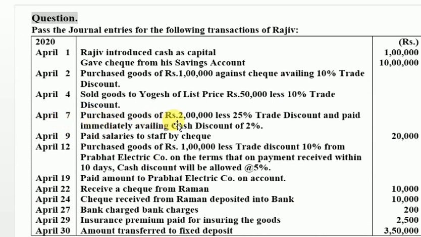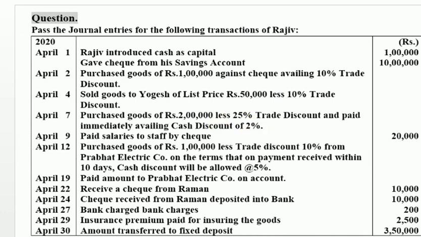Now comes another transaction, that is April 7. Purchase goods of rupees 2 lakhs less 25% trade discount and paid immediately, availing cash discount of 2%. So purchasing the commodity of rupees 2 lakhs less 25% trade discount, and Rajiv paid the amount immediately for availing the cash discount of 2%.